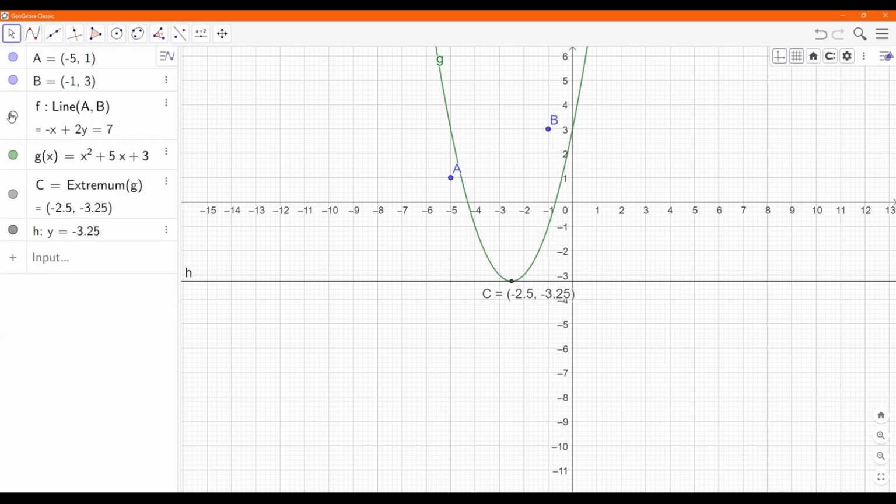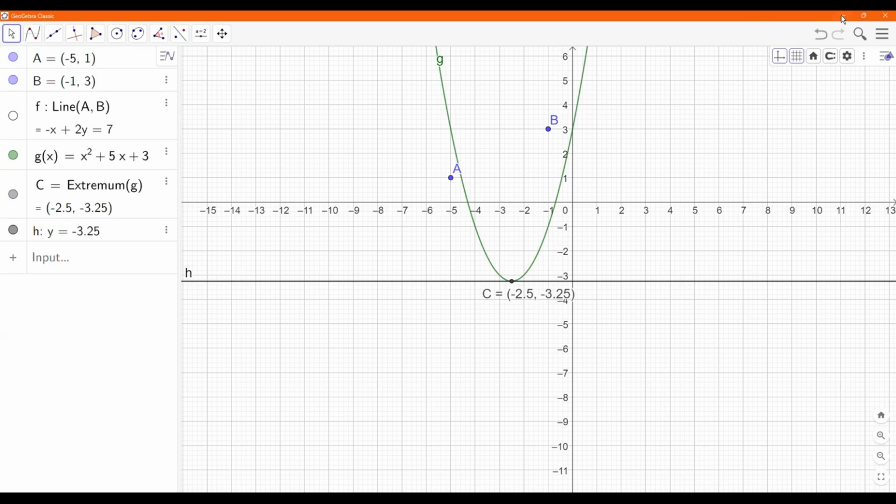I could also say that y is between negative 3.25 and infinity. Yeah? Positive infinity. Are you cool with that?